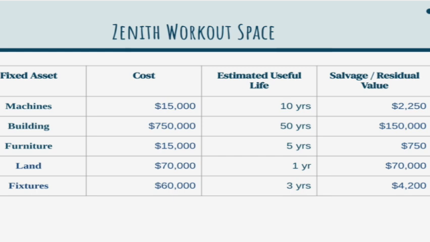The cost is 70,000. Estimated useful life is 1 year. The salvage/residual value is 70,000. The last fixed asset for Zenith's workout space is fixtures. The cost is 60,000. The estimated useful life is 3 years. The salvage or the residual value is 4,200.